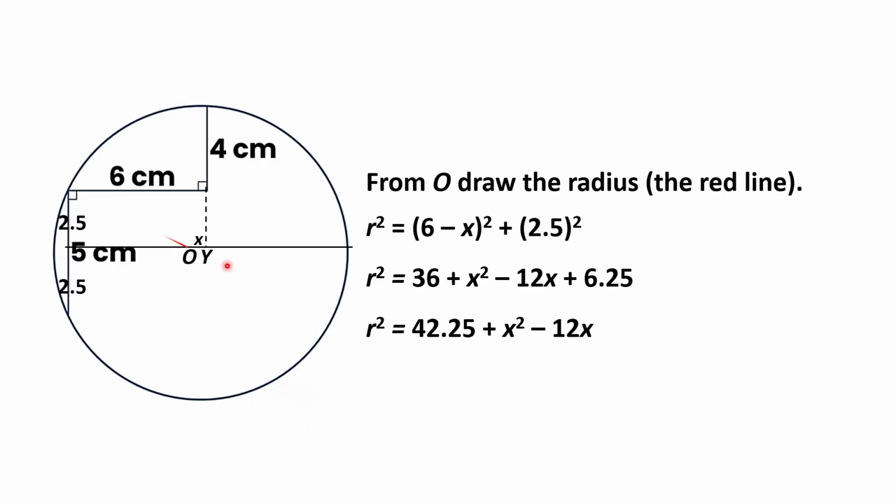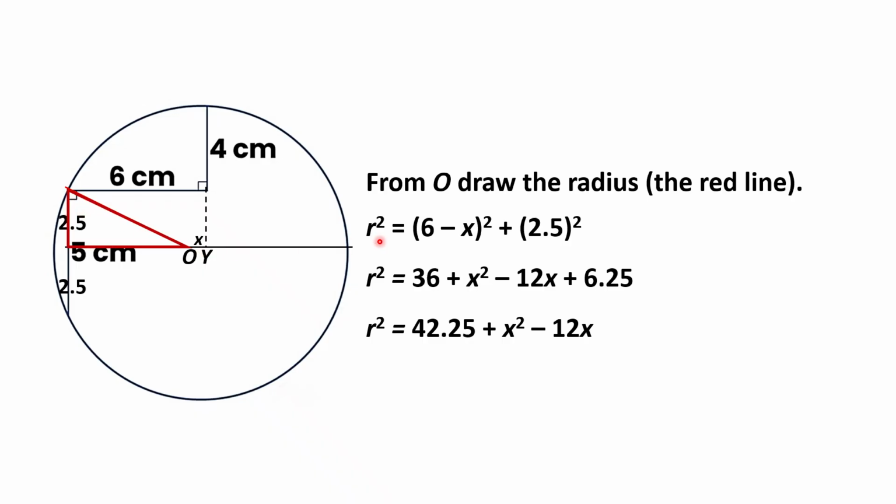From O, draw the radius. See the red line. Now look at the blinking right angle triangle. The radius is the hypotenuse.